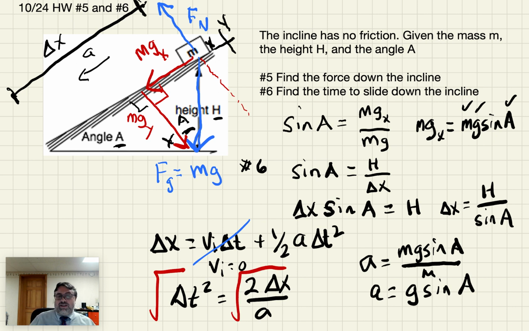All right, so that's just a little tip. I know it's a little crowded, but like I said, I'm just doing this on my iPad right now, so I wanted to try to get this posted so people can review it. Number 5 is the easier part of the problem. It's labeling the forces on the box and then breaking the weight vector into a component down the incline and into the incline. Number 6 involves a little bit more trig and review of a motion equation.